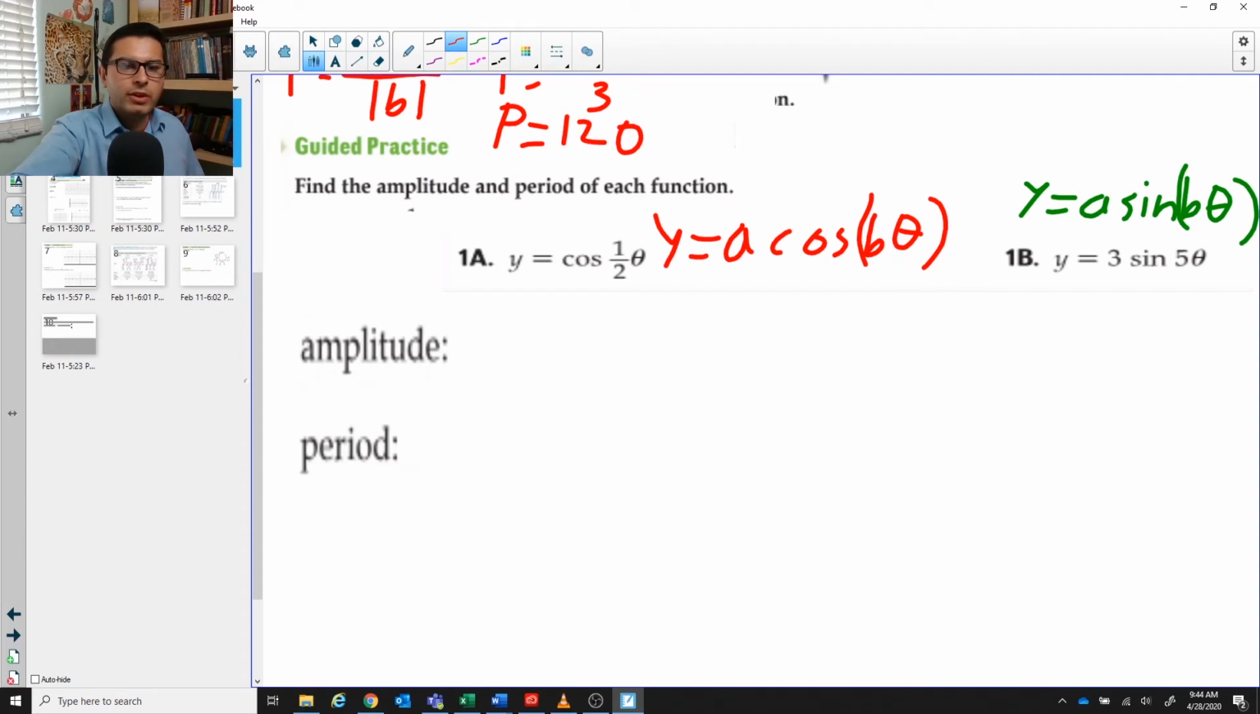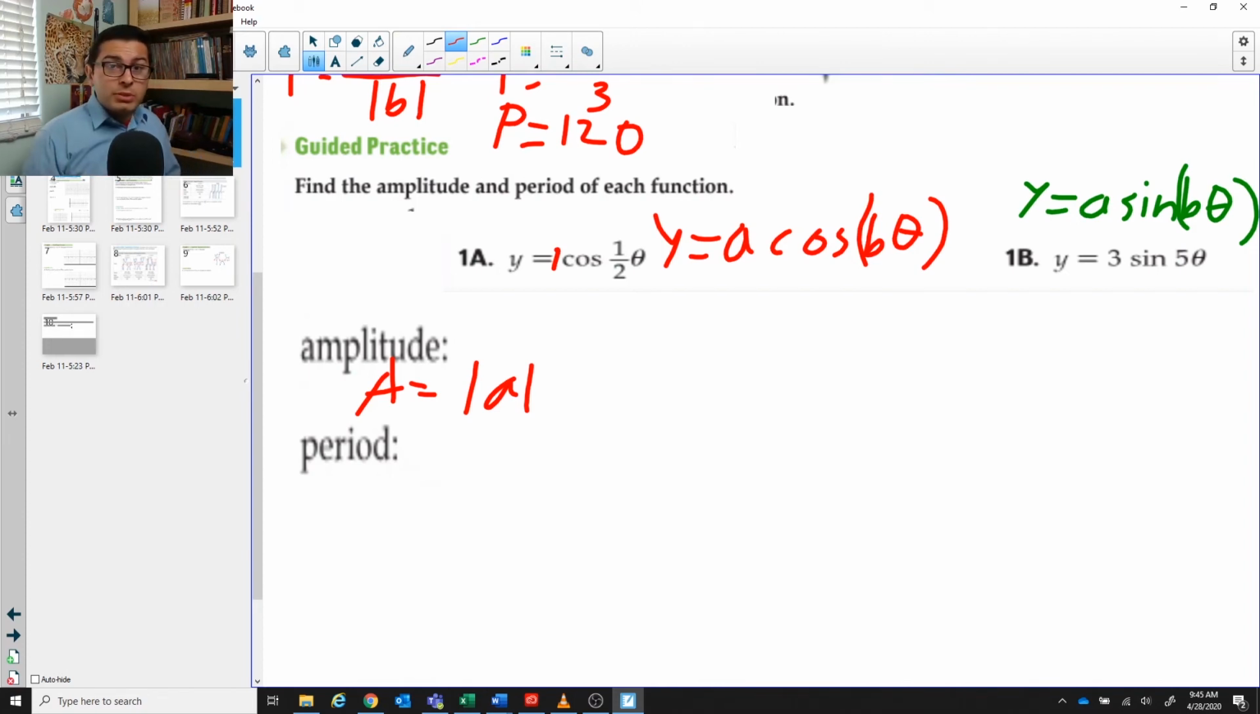So now I can figure out my amplitude. Remember, my amplitude is just going to be the absolute value of a. So my a in this case, oh no, there isn't anything. What do we do when there's nothing multiplying the thing that we're trying to find? Well, that's going to be 1. How do we know it's 1? Well, if we stick a 1 in front of this cosine, nothing changes, and that's exactly what we want.